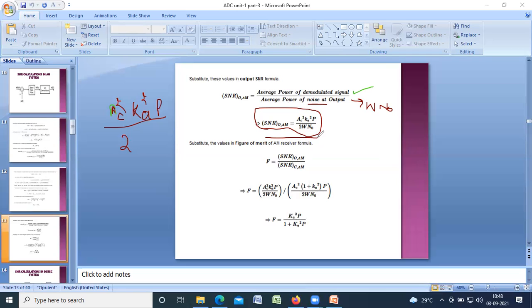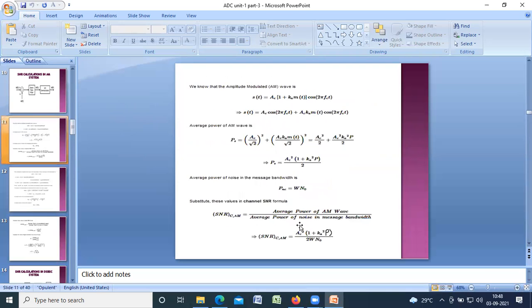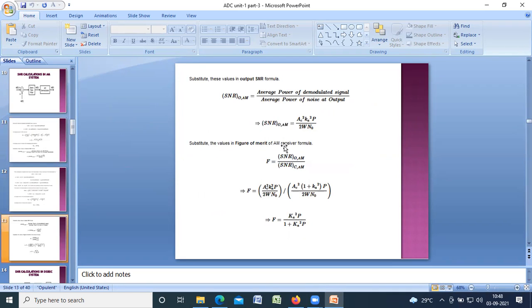Yes, ma'am. Okay. Now after this, we have to find out the figure of merit of AM receiver. And what is the formula of figure of merit of AM receiver? That is ratio of signal to noise ratio of output by signal to noise ratio of channel. And we have already calculated channel की signal to noise ratio भी हमने calculate करी है. Wait. This one कल करी थी AC square 1 plus KA square P by 2W N naught, और हमने आउटपुट की भी नॉइस रेशियो निकाली है सिग्नल टू नॉइस. Put both the values in this and find out the value of figure of merit.